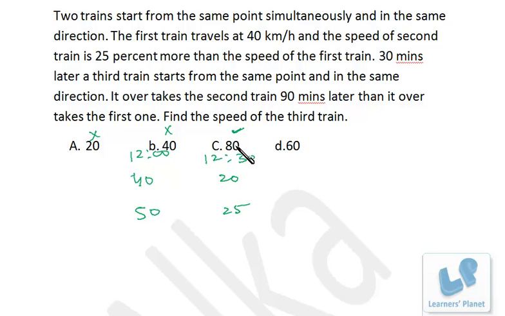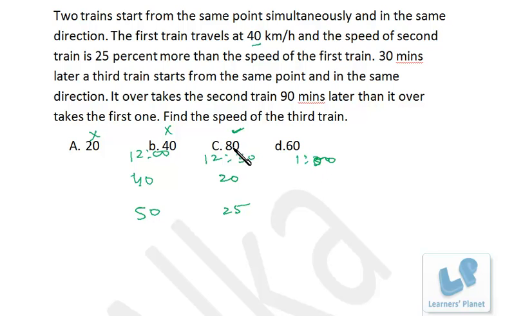Now suppose I assume 80 km per hour is the speed of the third train, then the relative speed, that is the gaining speed, is 40 km per hour. Now it has to gain 20 km and the gaining speed is 40 km per hour. So obviously it will take half an hour to meet. So 1 o'clock.